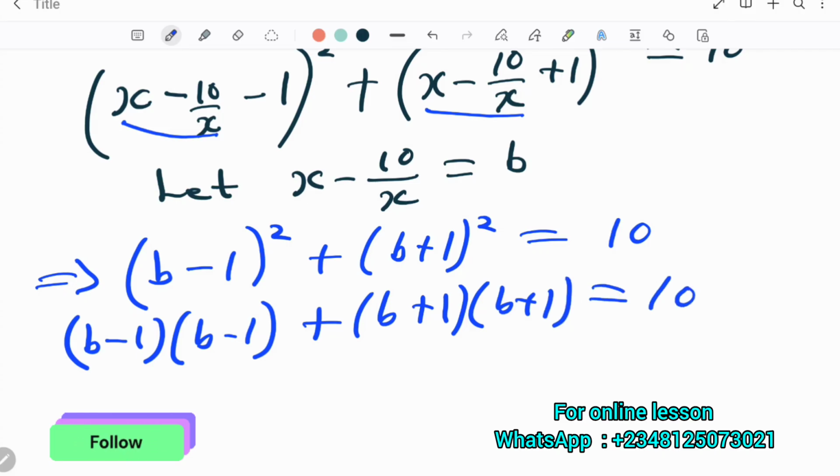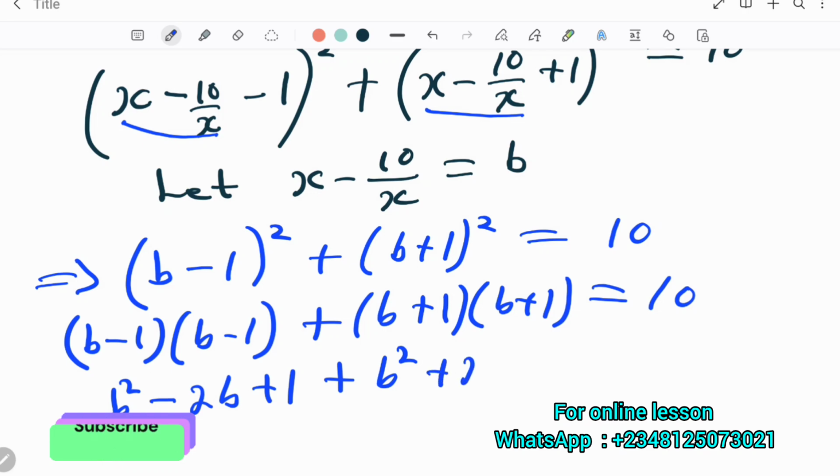Now let us open the bracket. If I open the bracket, b times b gives us b squared. At the end of the day, we are going to have minus 2b, then plus 1 for this first bracket. When you open the bracket and simplify, you're going to have that. Now let's go to the second expansion. Becomes b squared, then plus 2b plus 1, now equal to 10.